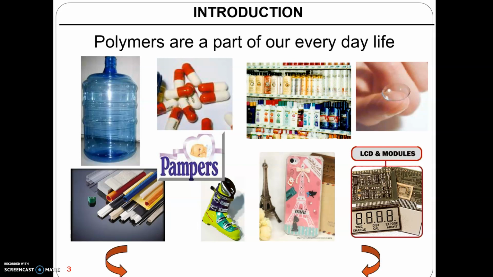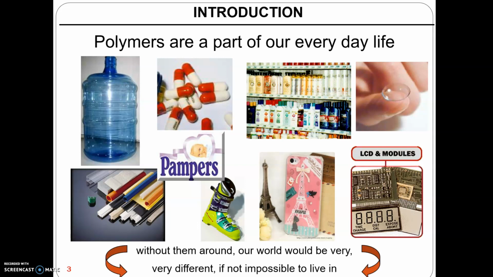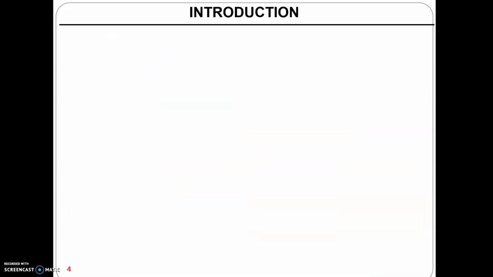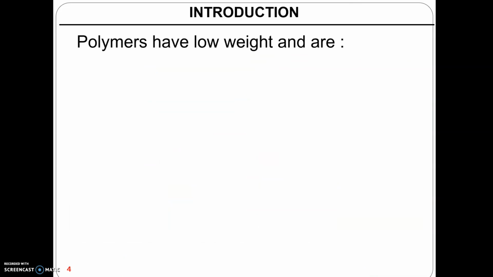Thus, polymers form a very important class of material, without which life seems to be very difficult, if not impossible, to live in. To date, the importance of polymers, or the success of these polymer materials, is the result of their unique combination of properties. Typically, polymers have low molecular weight. They are stable materials, tough materials, not toxic.